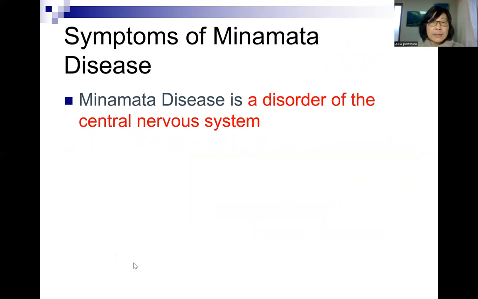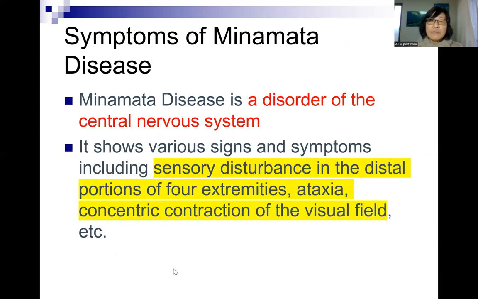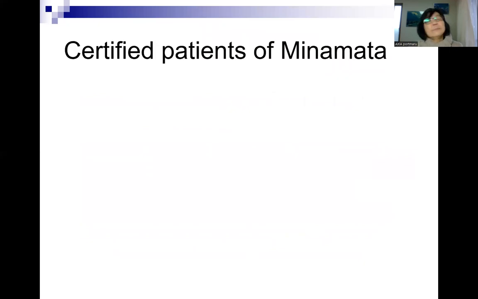The symptoms of Minamata disease are very serious. Minamata disease is a disorder of the central nervous system, and it shows various signs and symptoms, including sensory disturbance in the distal portions of the four extremities, ataxia, concentric contraction of the visual field, and so on. And not every person in the population of Minamata was certified as a patient of Minamata disease.